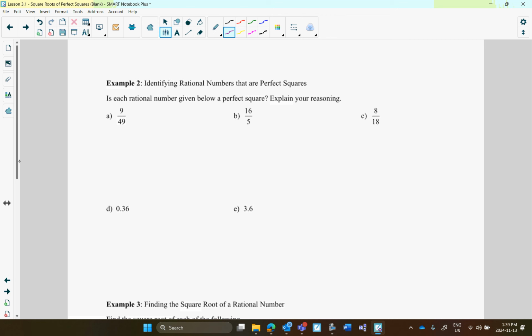Is 49 a perfect square? Yes, because 7 times 7. So that means together they still must be a perfect square. So our answer is yes, because if we actually took the square root of 9/49, we would get 3/7.